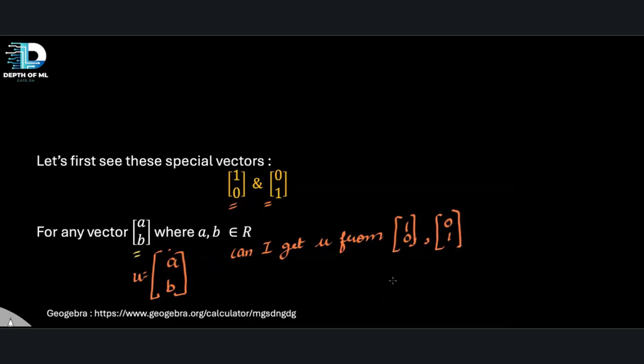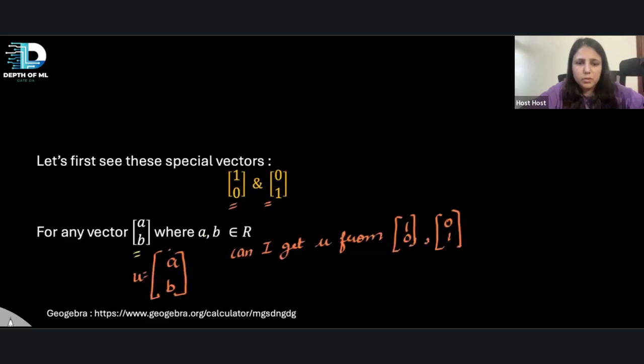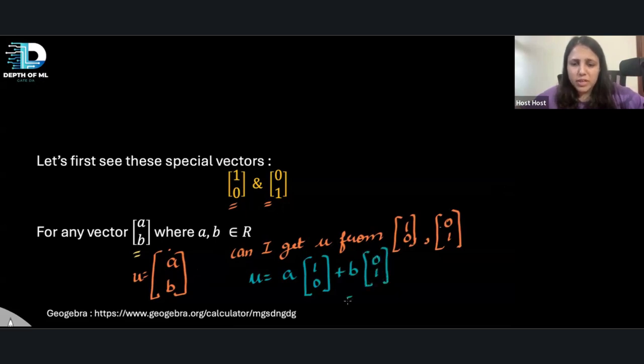Yes, ma'am. By writing the linear combination of A of the vector (1, 0) plus B of (0, 1). Correct. Fine. So, like Varshita said, everybody clear on this, right? That I can get the U vector as A of (1, 0) plus B of (0, 1). So this is very generic. I have not specified any vector. I have taken a very generic vector. So this means that I will be able to generate any vector in R2 using these two vectors, right?